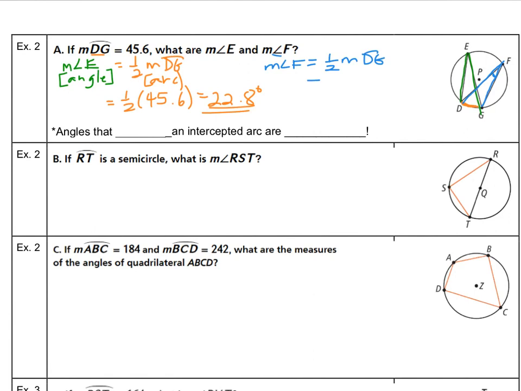It's the same thing. So again, half of 45.6 is 22.8 degrees. Both of the inscribed angles are the same. So it says angles that share an intercepted arc are congruent. They would have the same measure, which is kind of nice. You get 2 answers for 1 on that picture.